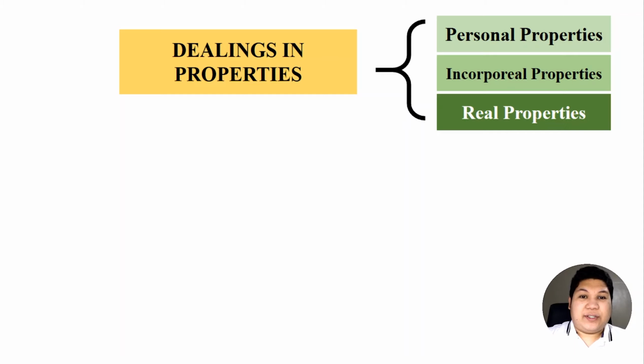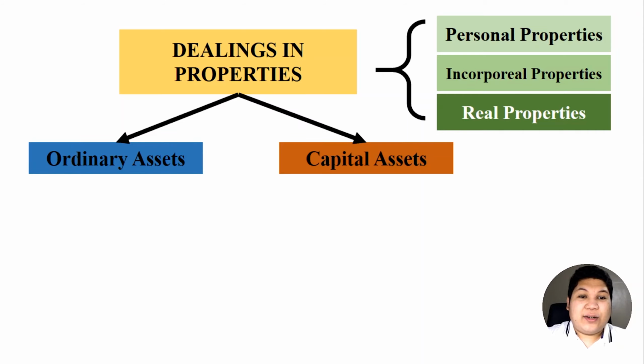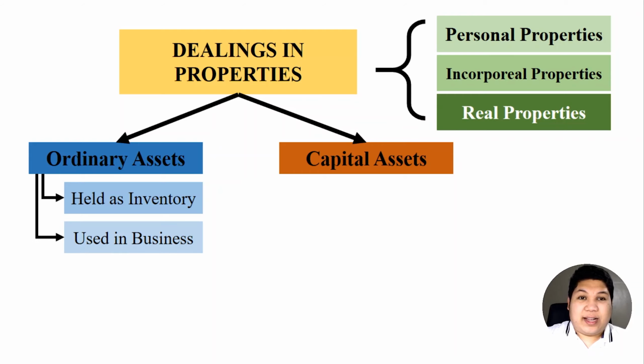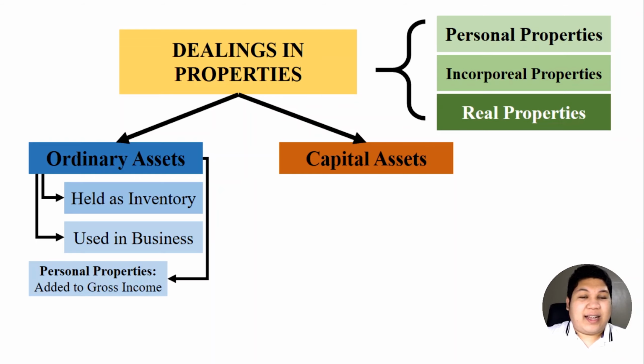Dealings in properties could be a sale of ordinary assets or a capital assets. And also recall that we have already discussed the ordinary assets. When we say ordinary assets, these are properties, any properties, whether personal, incorporeal, or real properties which are classified as inventories and also as used in business. When the property is used in business or is classified as inventories, it is considered as an ordinary asset. And if it's personal properties, any gains or losses arising from the sale of ordinary assets are added to the gross income, meaning subject to the normal tax.